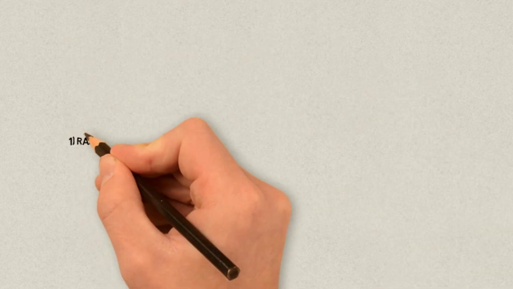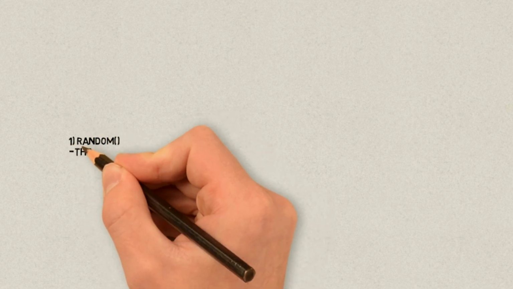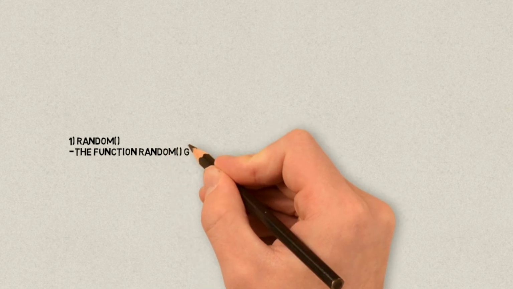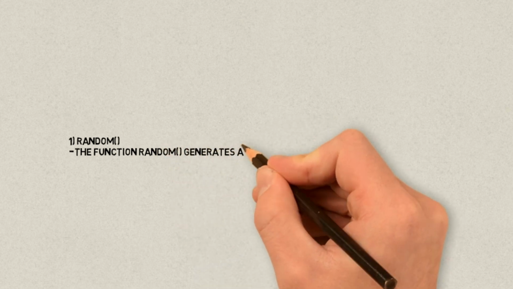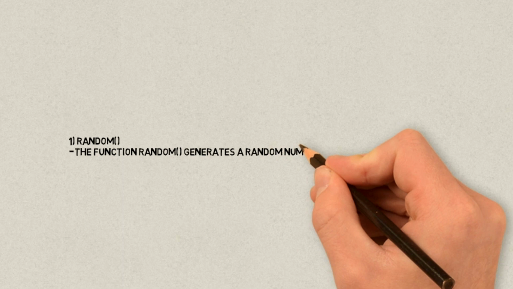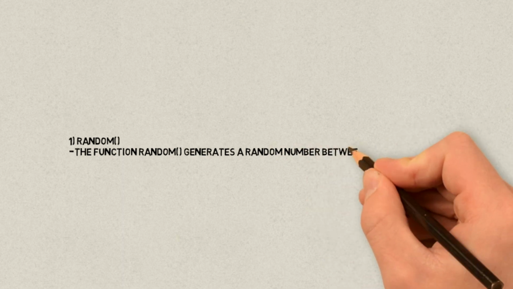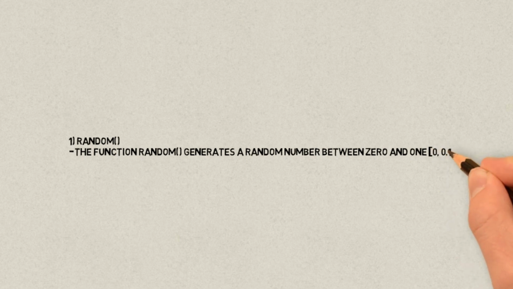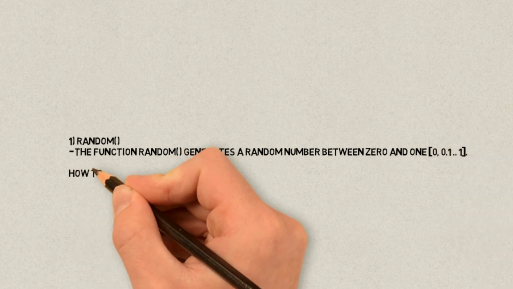First, the random function. The function random generates a random number between 0 and 1. How to use this function?